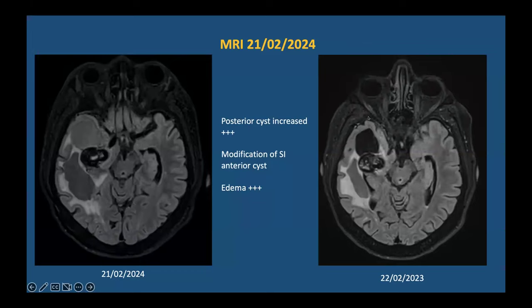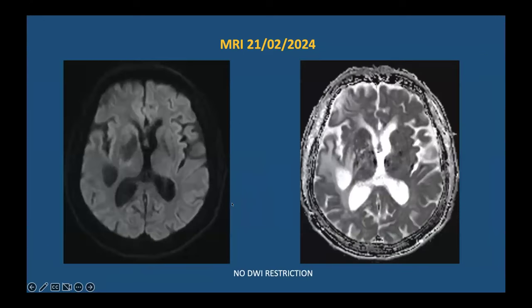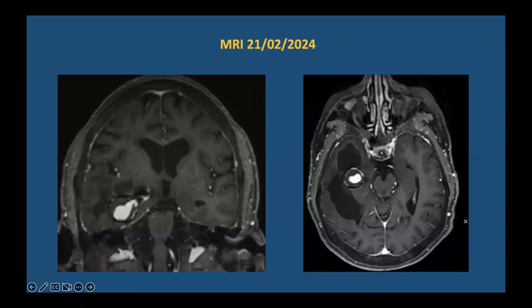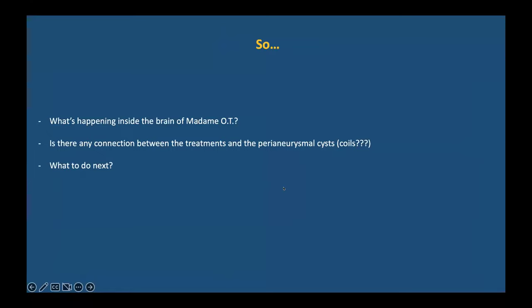So we can see the signal intensity of the anterior one. Now she came back to be more nodular. The other cyst is bigger. The aneurysm maybe is a little bit bigger too. The edema is a little bit more. Still no restriction. We can see the air-fluid level in there. We can see the filling, the filling in the contrast after the contrast. So what's happening inside the brain of this lady?